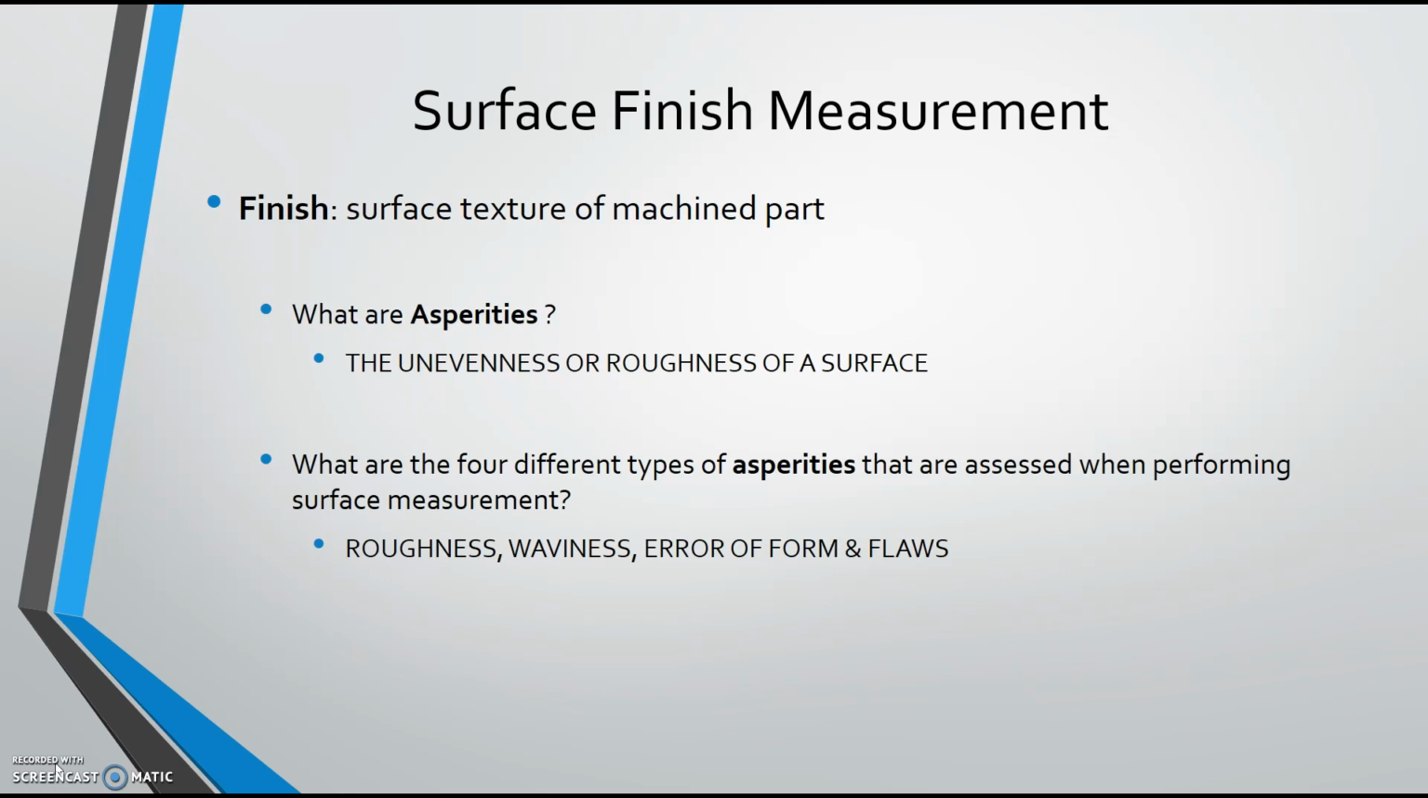Error of form is really the combined effects of roughness and waviness, and flaws. Think about error of form. If we're trying to get something extremely flat, it's pretty much impossible. Our world is round, and flatness is unnatural, so it's a tough thing to try to create. Flaws, well, I think they speak for themselves.